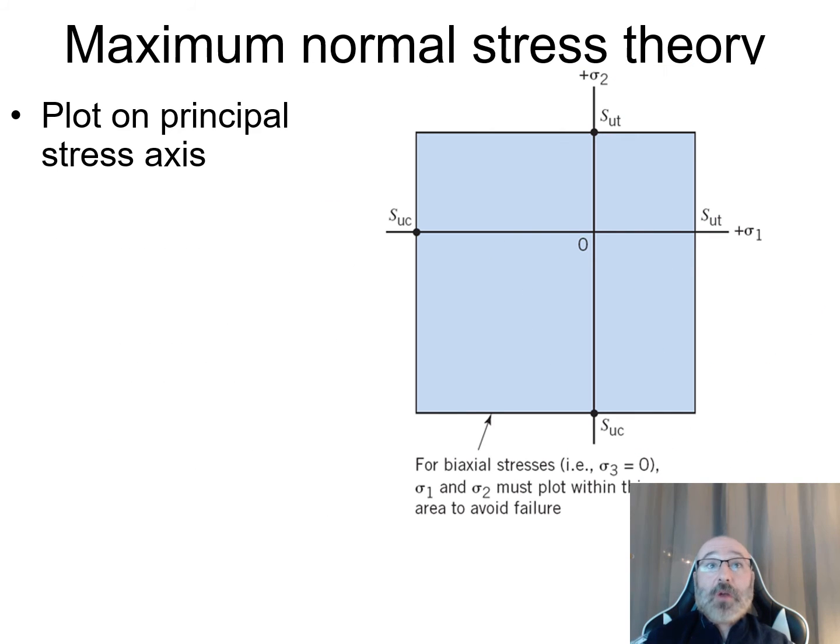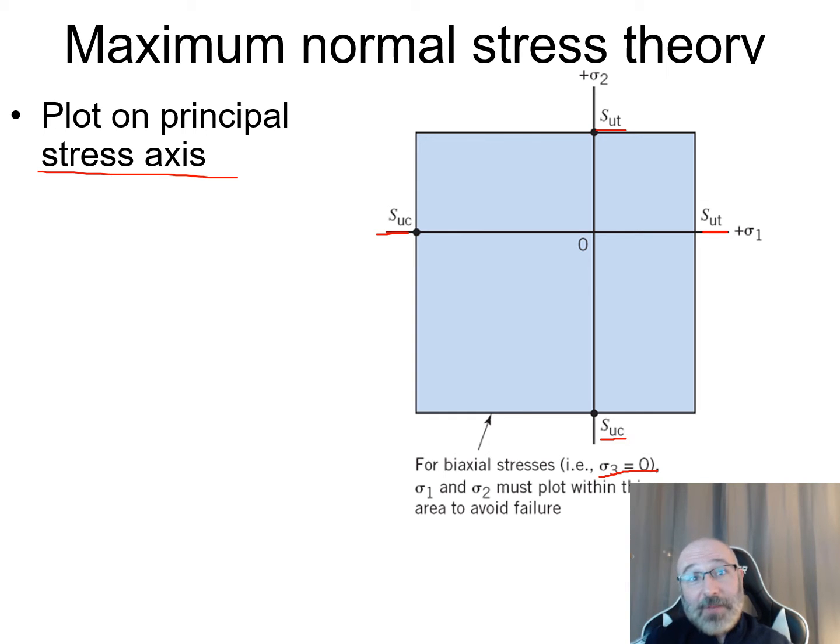So going back to our maximum normal stress theory, let's plot this on a principal stress axis. There's again our ultimate compressive strength and our ultimate tensile strength. Then we can see we have sigma 2 up here, and now our ultimate tension and ultimate compressive strength. This is for biaxial stresses. So for example here, our sigma 3 is equal to 0, and sigma 1 and sigma 2 must plot within this area to avoid failure.